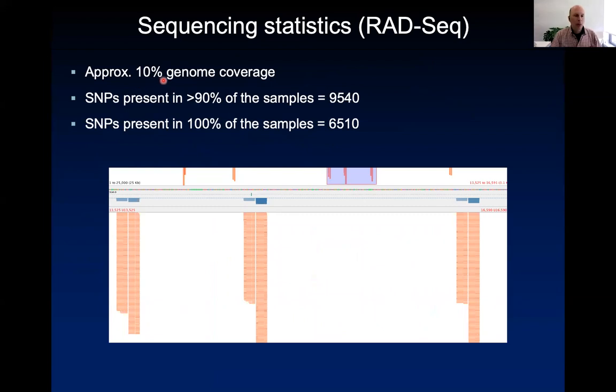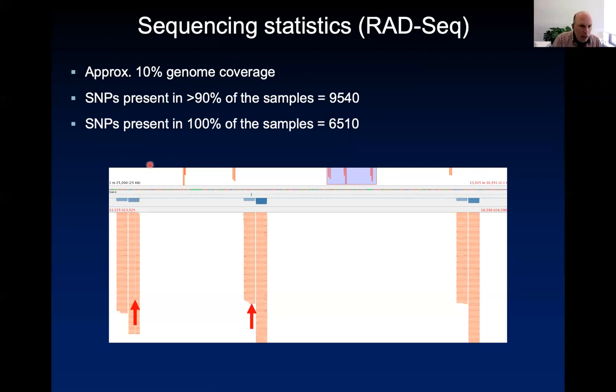With the RAD-Seq reads, we covered about 10% of the reference genome. If we look at SNPs for which we have read information from more than 90% of the isolates, we have almost 10,000 SNP polymorphisms. But if we look at the ones in which we have read information for 100% of the isolates, then we have 6,510 polymorphisms. And these are the data that we used for what we're going to see on the next couple of slides.